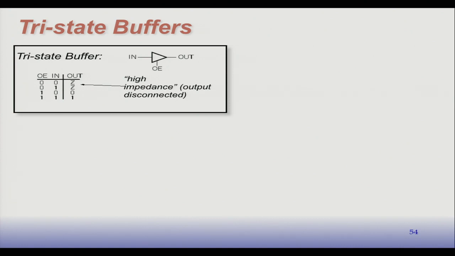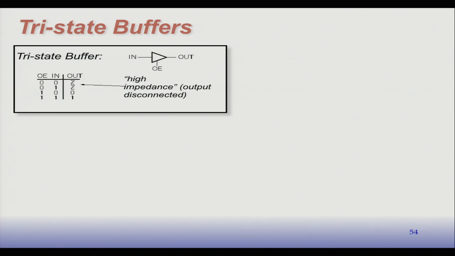If output enable is 1, then the output just follows the input. But if output enable is 0, what we do is put the output in what we call high impedance mode. Essentially what this means is the output is disconnected. Nothing is driving that node. Remember when we were talking about static CMOS, I said it's important that every node is driven at every time. This is where we violate that.